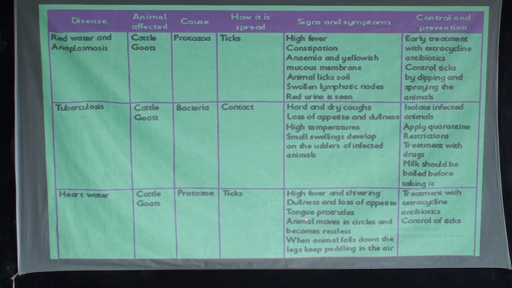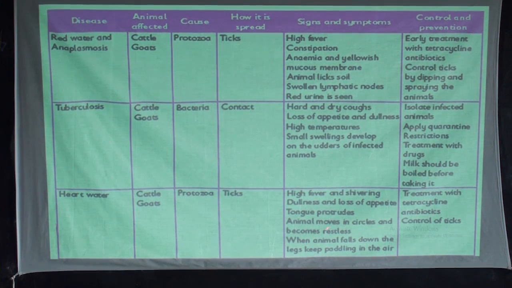Then they will talk about the tongue protruding. The tongue protrudes, meaning it extends from the mouth, and it can easily be seen all the time. So this is a sign of heartwater. The animal moves in circles and becomes restless.